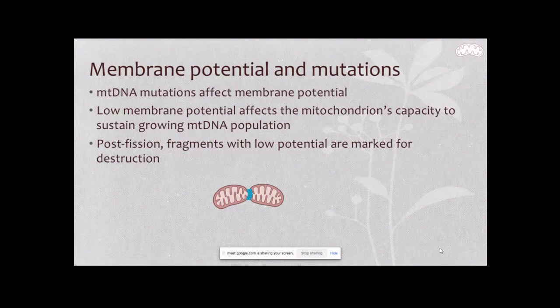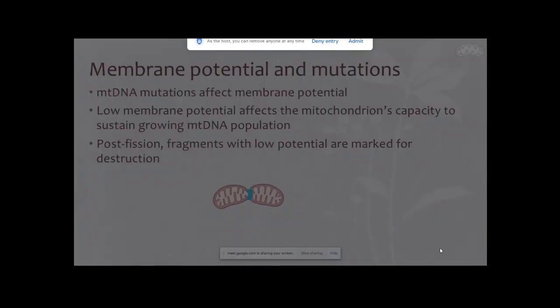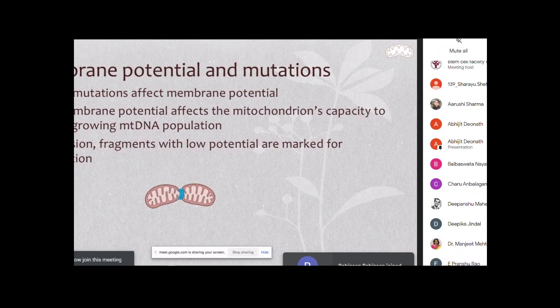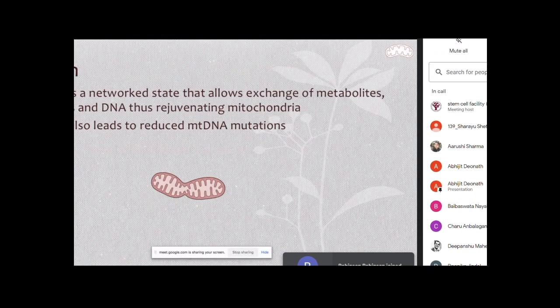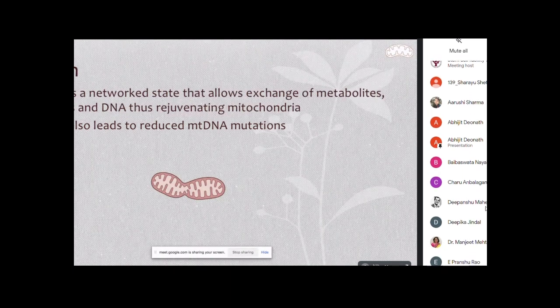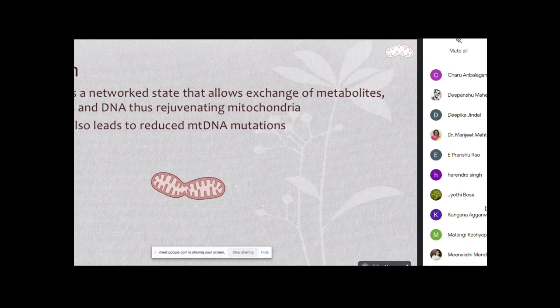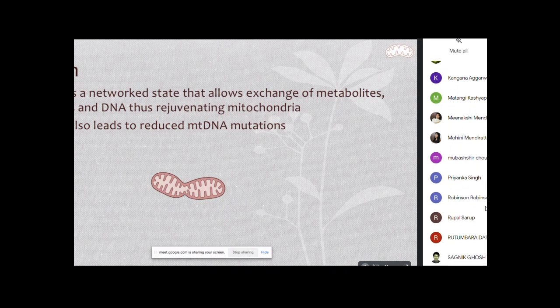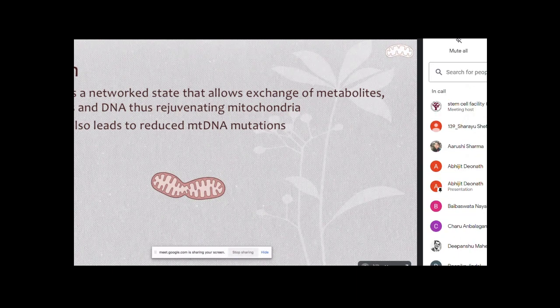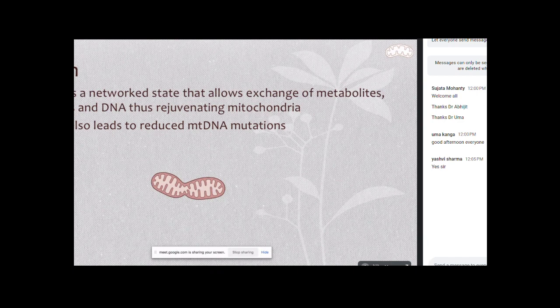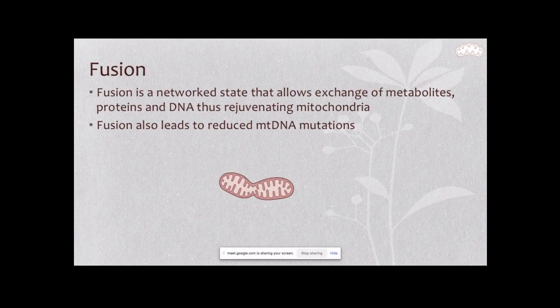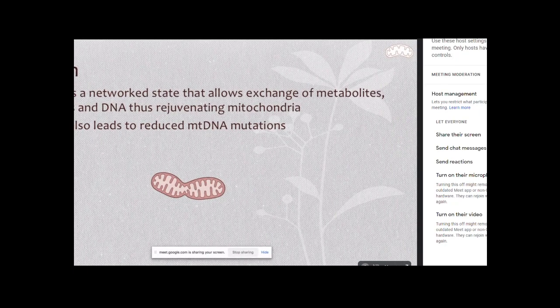So we talked about fission. After fission, you get a number of mitochondrial fragments, and if a particular fragment has low membrane potential, it's marked for destruction. And then there is fusion also in mitochondria, which basically is a combination of a number of mitochondria to make a network of mitochondria. And when they are in a fused state, there is a lot of exchange of materials that are inside. So exchange of metabolites, exchange of proteins, and even exchange of DNA, which basically goes on to rejuvenate the mitochondria. And fusion is also known to lead to reduction of mitochondrial mutations.